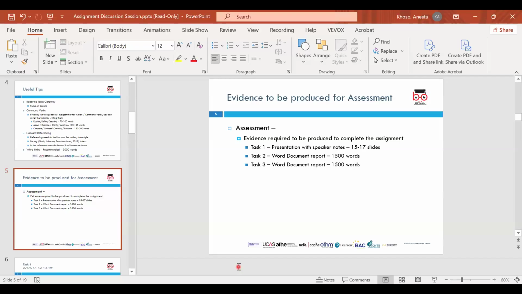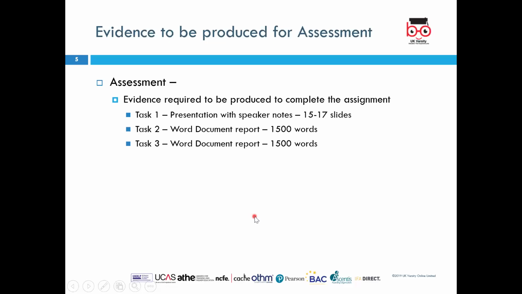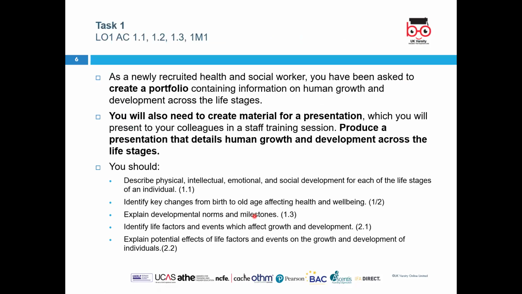When you are writing excessively, you can, sorry, I didn't intend to write this, but this is what speaker notes are. If you're writing more than what is required, it's just like an appendix. So, 15 to 17 slides. Your second task is a Word document report, 1,500 words, and the third task is 1,500 words as well. The first task is around learning outcome 1.